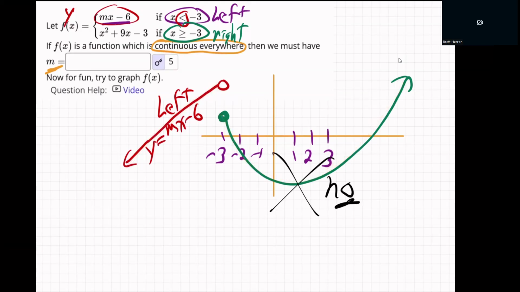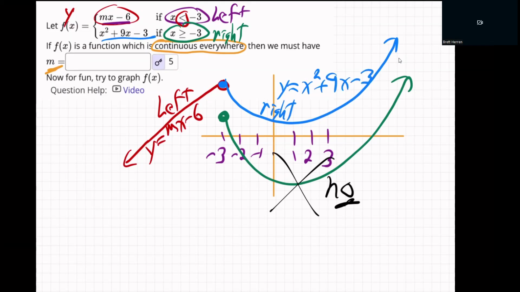What does it got to do? Instead, it's got to fill in that hole perfectly, and then it can do its U thing. This right side here, which is y equals x squared plus 9x minus 3, they have to be at the same height, same y. This solid dot has to fill in that open dot. Why? Because it's a continuous function. So you have to go like this and keep going. You can't pick up your pen, if you know it's a continuous function.